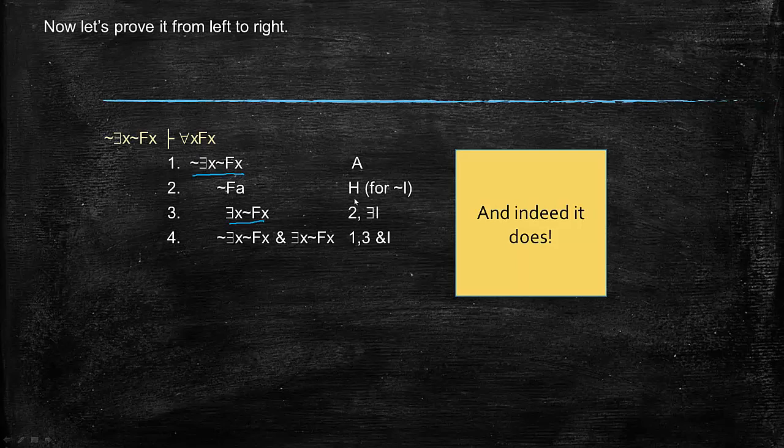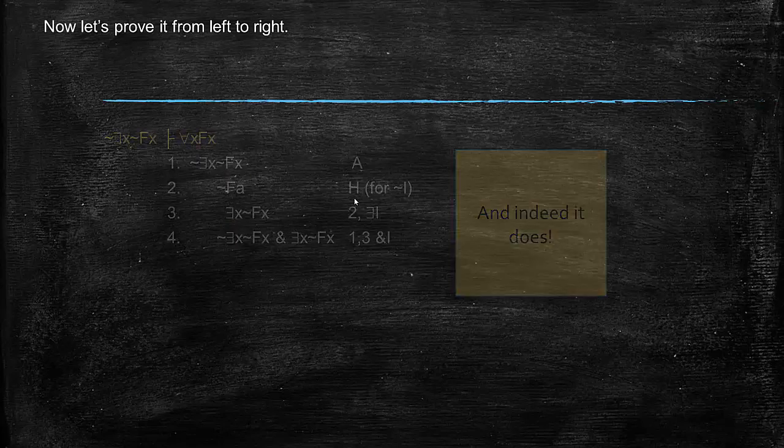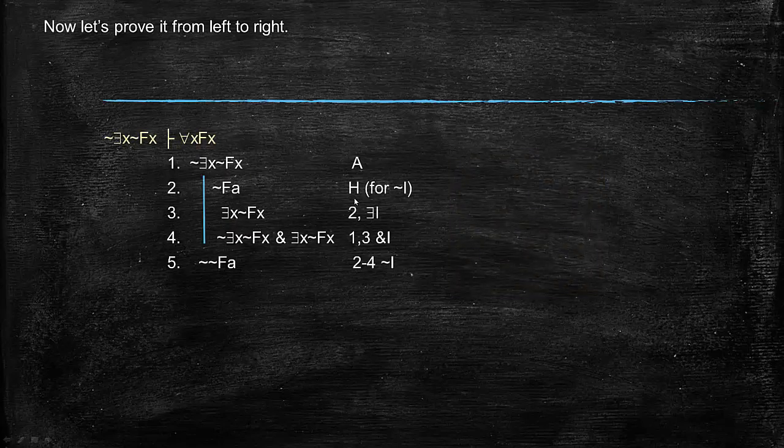So we have our contradiction, and as a result, we can just punch right out and say, not, not Fa. Okay? Now, with not, not Fa, we can apply double negation and get F of a, and finally, just add on for all x Fx.